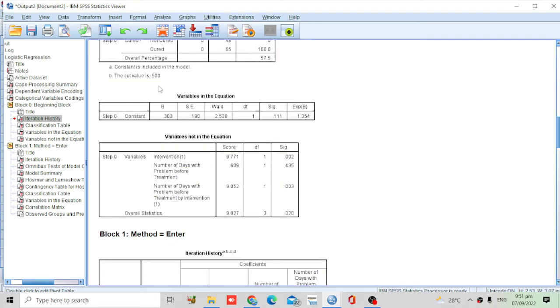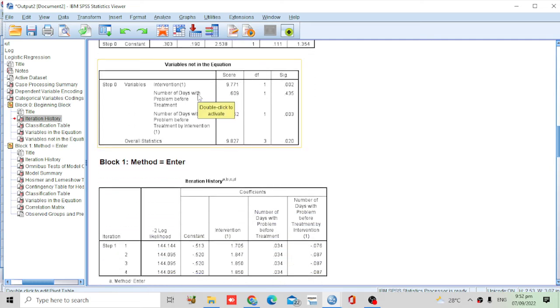Then for the variables in the equation, since it is only an intercept, this would mean that our intercept passes through 0 because it is not significant. And then our odds ratio for our intercept is 1.354.